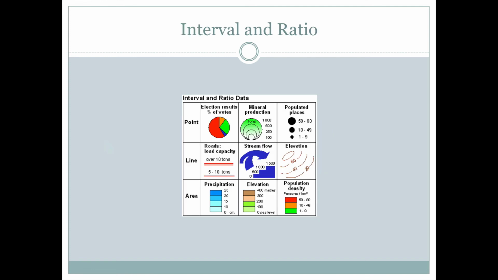And the interval and ratio is going to be anything that we can measure as a number, such as how much precipitation falls in an area, once again, what the population density is, how high of an elevation it is, what volume of water is flowing through a stream, any of those sorts of things, how many people live in populated places, or how much mining has been produced. All of those things would be interval or ratio, because we can measure numeric values associated with them.